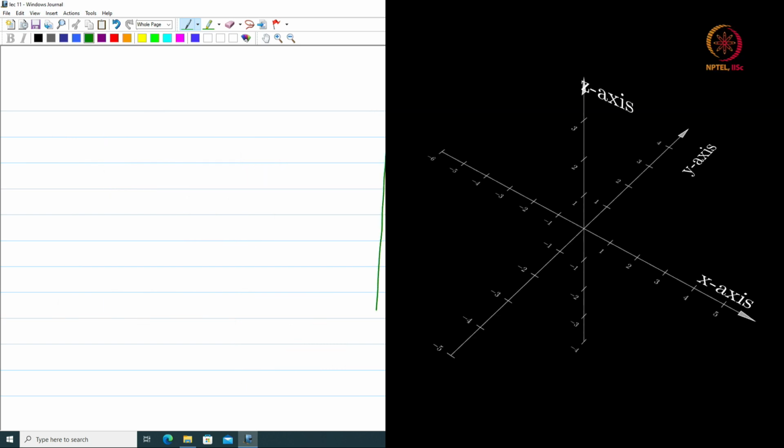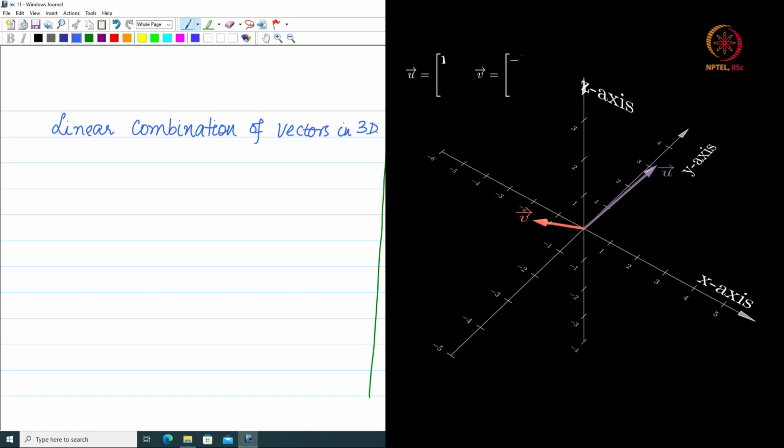The moment we understand this, it is easy to define the linear combination of vectors in 3D, like how we did linear combination of vectors in 2D. We can define linear combinations of vectors in 3D. How do we do that?